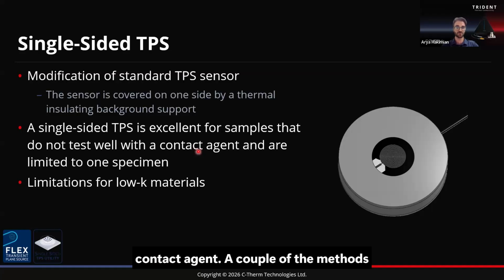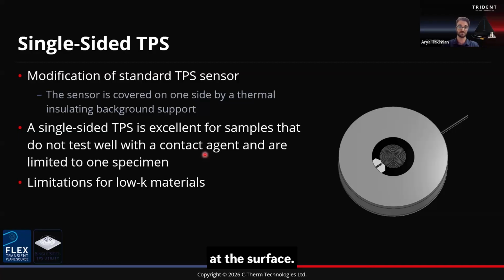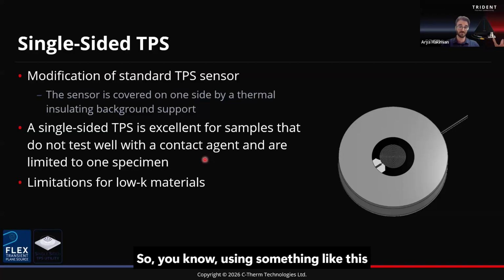A couple of the methods on Trident, as I've shown there with the TLS, use a thermal grease or a contact medium between the sample and the sensor. Sometimes that can result in changes or absorption into the sample. It can fundamentally alter the measurement at the surface. So using something like this is actually quite beneficial.